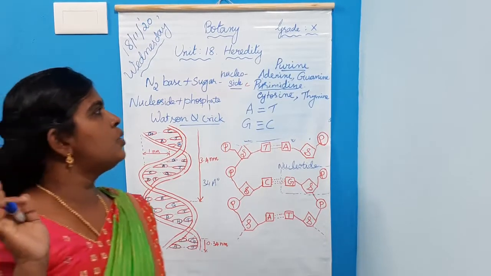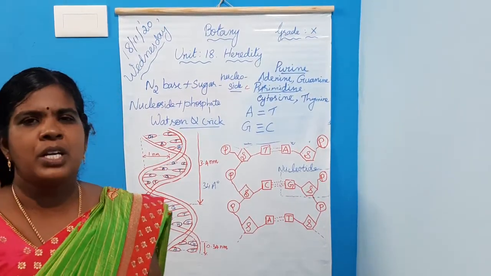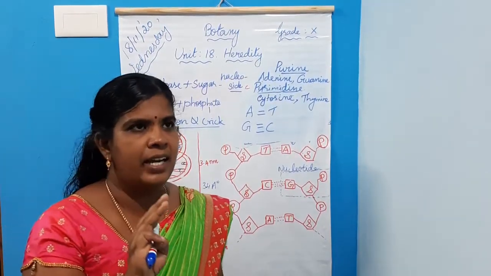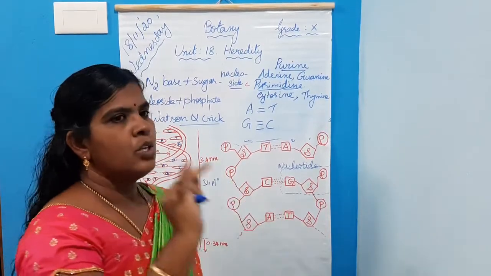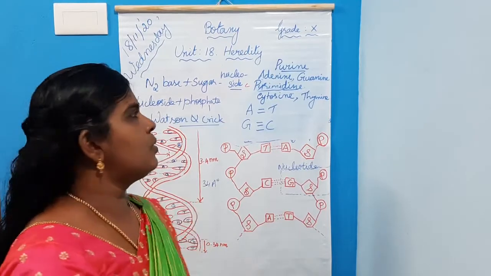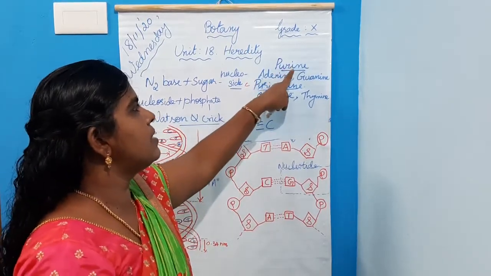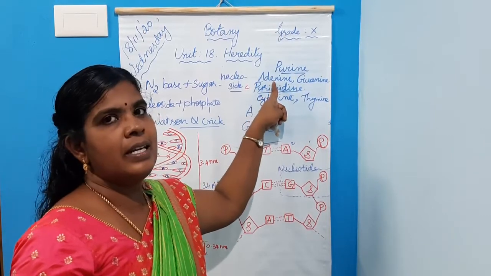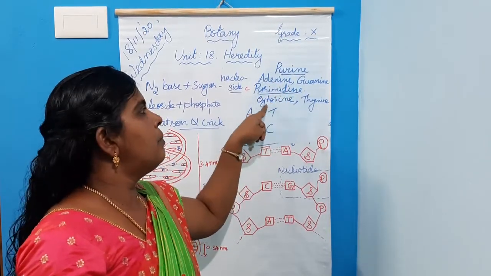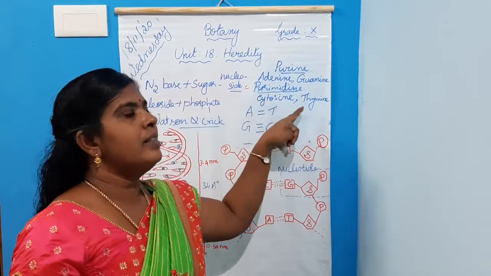What are the 3 important constituents of DNA? Nitrogenous base, sugar and phosphate. What are the 2 types of nitrogenous bases found in DNA? Purines and pyrimidines. The purine bases are adenine and guanine; the pyrimidine bases are cytosine and thymine.